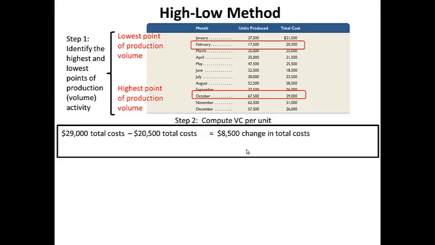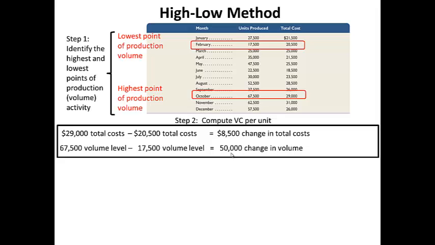Okay, now what we do is we take a look at the units of produce. We do a similar analysis. We start out with the highest level of production, which is $67,500. So we subtract away the lowest level of production, which is $17,500. And in this case, the $67,500 minus the $17,500 means we had a 50,000 unit change in volume between the high point and the low point.